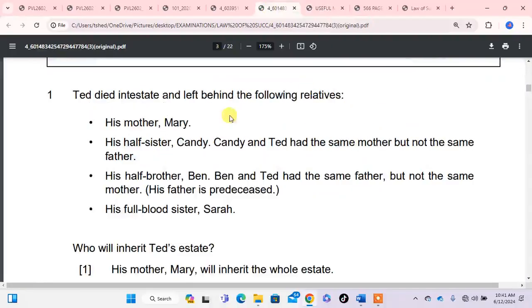We go back to the question. Ted has a mother who inherits the half according to rule 5. Then we have Candy who has the same mother. Since Candy has no father relation, the mother will inherit on behalf of Candy. Sarah is related through the mother and the father. We have already read that a full-blood relative can share from either side. Because on the mother's side the mother will inherit the half, Sarah will be able to inherit on the father's side. Since the father is dead, Ben, because he relates through the father's side, will also inherit on the father's side.